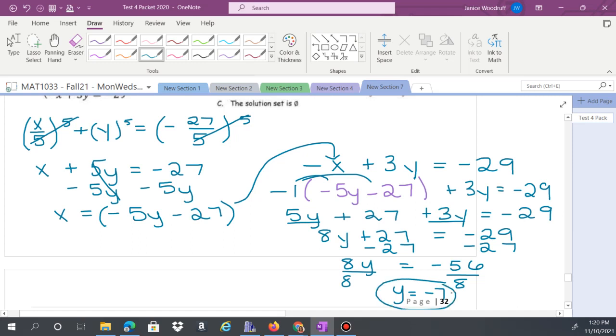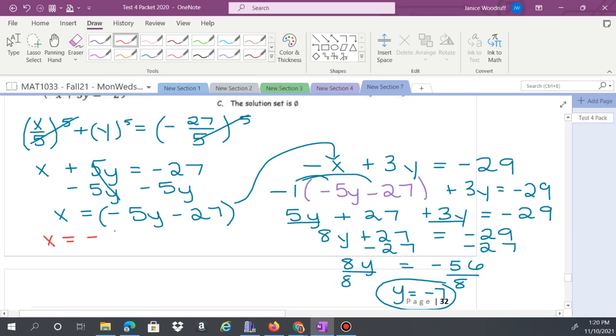All right, so I get my y. I'm not done yet, though, because remember, it is a pair of solutions. So you have an x and a y. So if I have y equals negative 7, then you can either go back to the original problem with the fractions, which is no fun. Let's go back right here where it says x equals negative 5y minus 27. Plug the y in now.